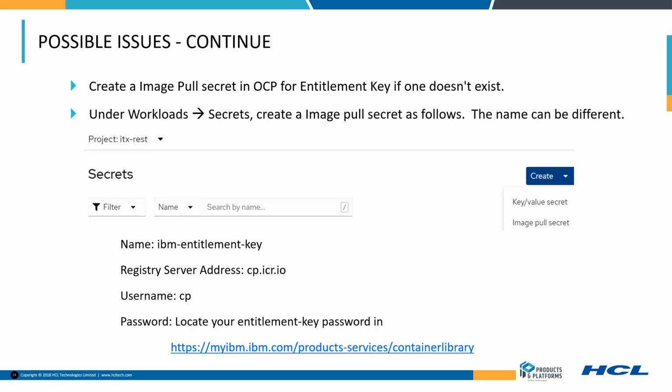It's possible that you need permission to access the image. This is where the secret comes in. You may have to create a secret for the entitlement key. In your OpenShift console, click Workloads, then Secrets. Click Create Image Pull Secret. Key in the values as shown. You can choose a name other than ibm-entitlement-key.